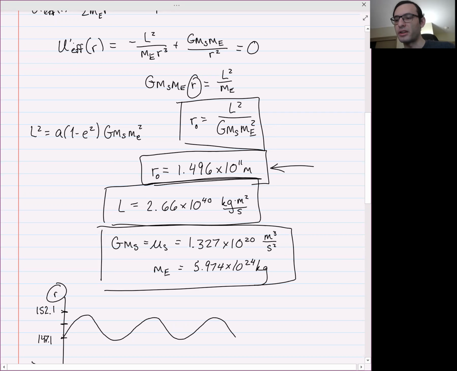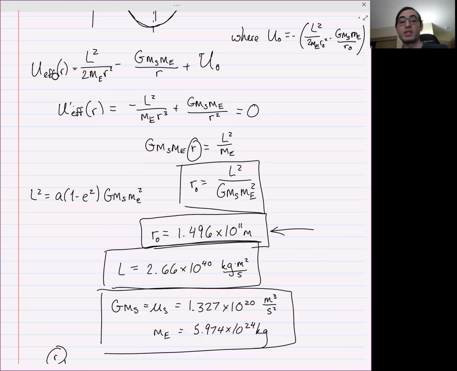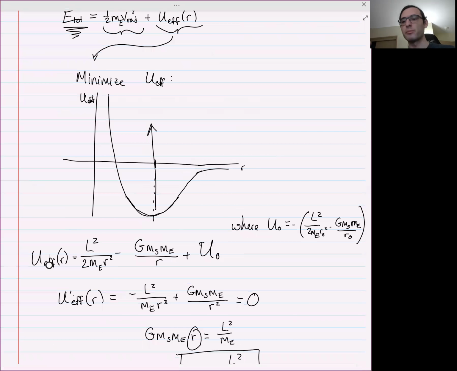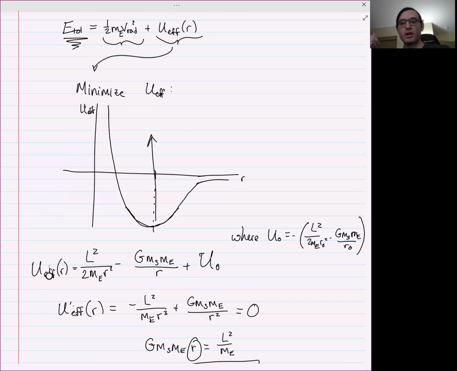Yeah, it was that equation. The point is, I used that equation, but you could have gotten the angular momentum a different way. You could have just figured out what the speed is.